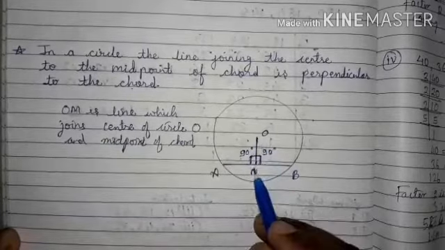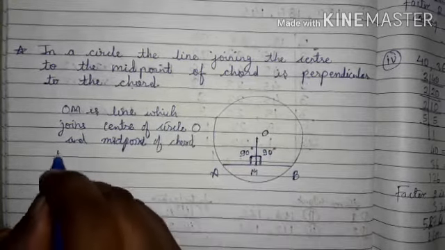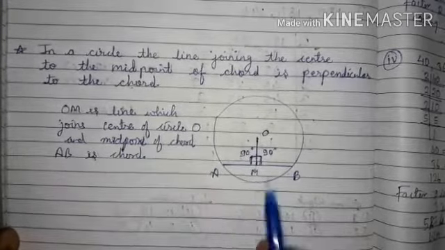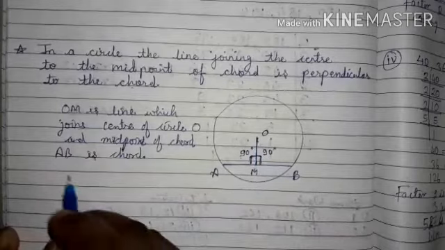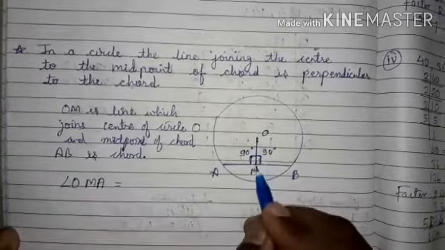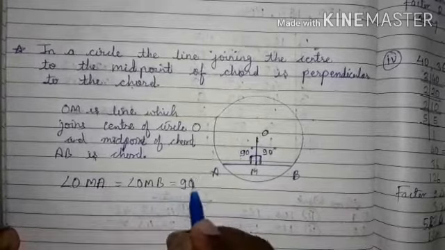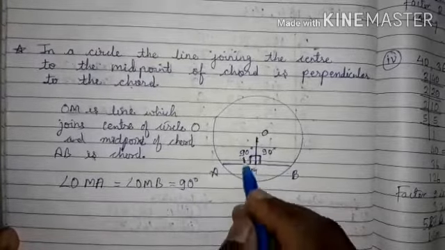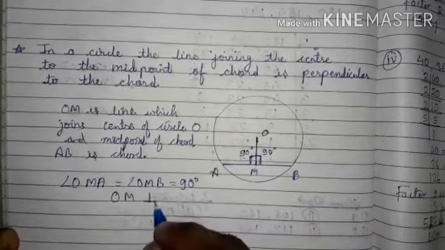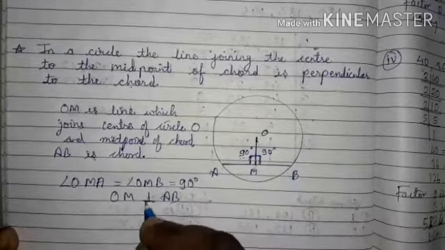OM is a line which joins the center of the circle and the midpoint of a chord AB. And what is a chord here? AB is a chord. Therefore, angle OMA is equal to angle OMB is equal to 90 degrees. So both sides are 90 degrees, therefore we can say OM is perpendicular to AB.